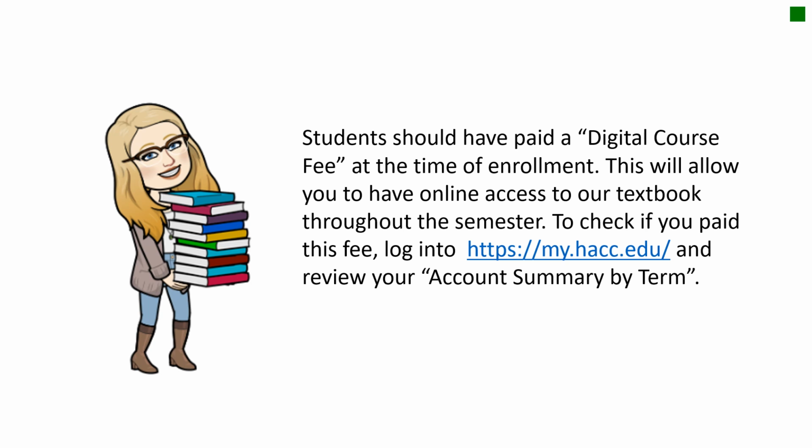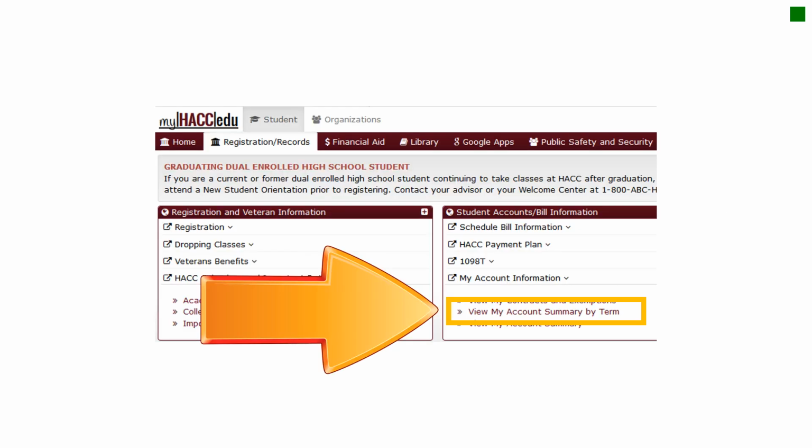If you're not sure if you've paid the digital course fee, you can log into My Hack and then review your account summary by term. And I will show you what that looks like now. Once you get into My Hack, you are going to look under Student Accounts and Bill Information, and then click on View My Account Summary by Term.